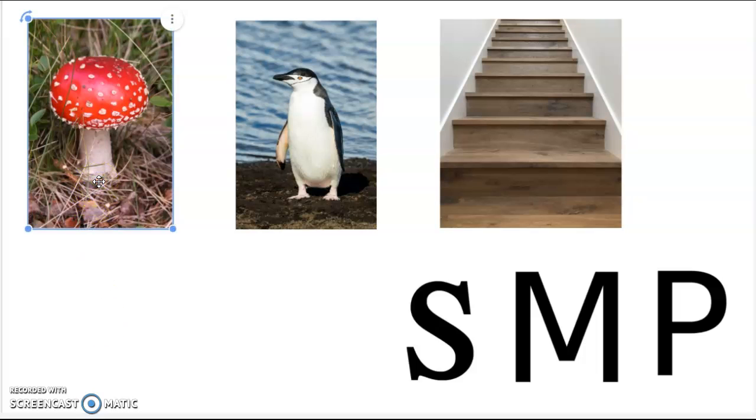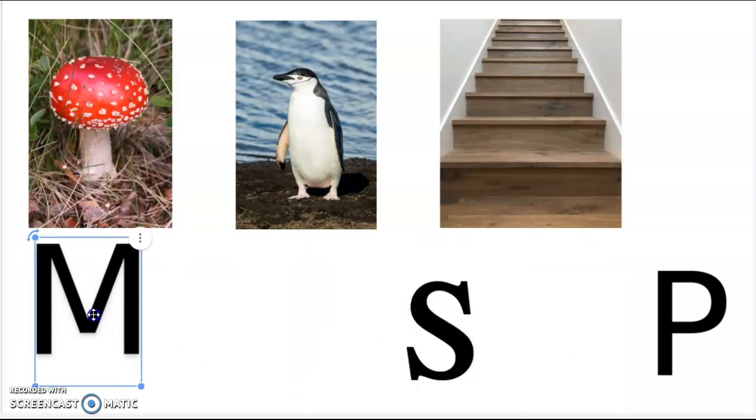We see a red mushroom. Mushroom. What is that beginning sound that we hear? M. Is that an S, an M, or a P? Mushroom. It is an M, so we are going to match the M to the picture of the mushroom. Let's look at the next picture.